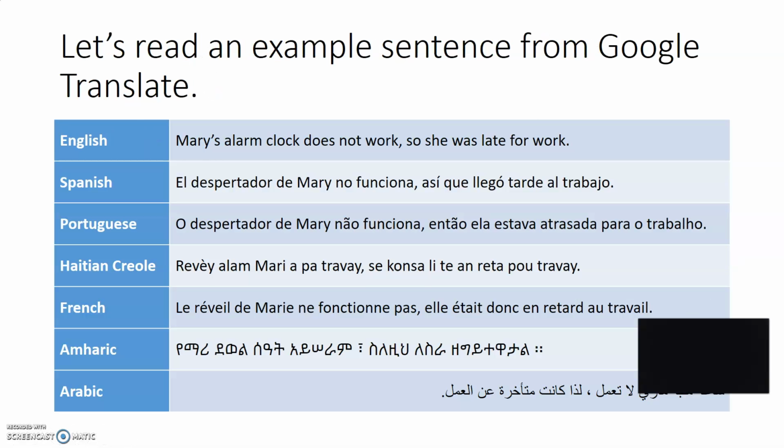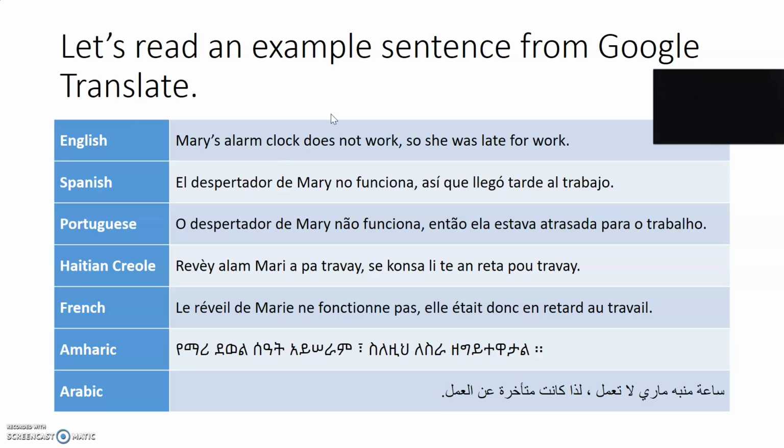Let's read an example sentence from Google Translate. In English, our sentence says, Mary's alarm clock does not work, so she was late for work. In Spanish, the sentence reads, El despertador de Mary no funciona, así que llego tarde al trabajo.